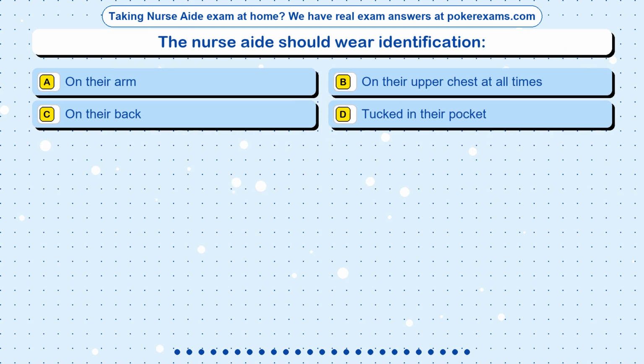Question 9. The nurse aide should wear identification: Option A, on their arm. Option B, on their upper chest at all times. Option C, on their back. Option D, tucked in their pocket.